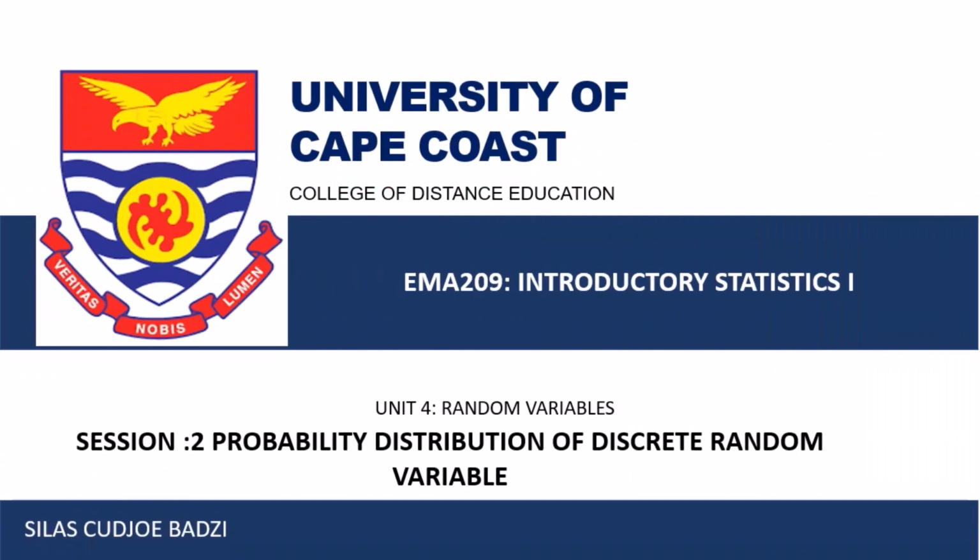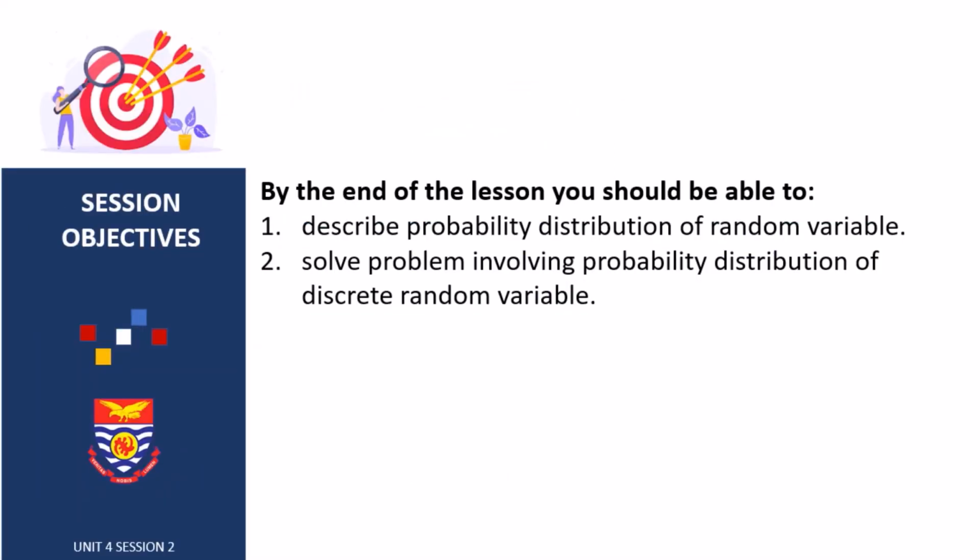We are now on session 2 of unit 4. Session 2: probability distribution of a discrete random variable. By the end of this session, we should be able to describe the probability distribution of a random variable and solve problems involving a discrete random variable distribution.